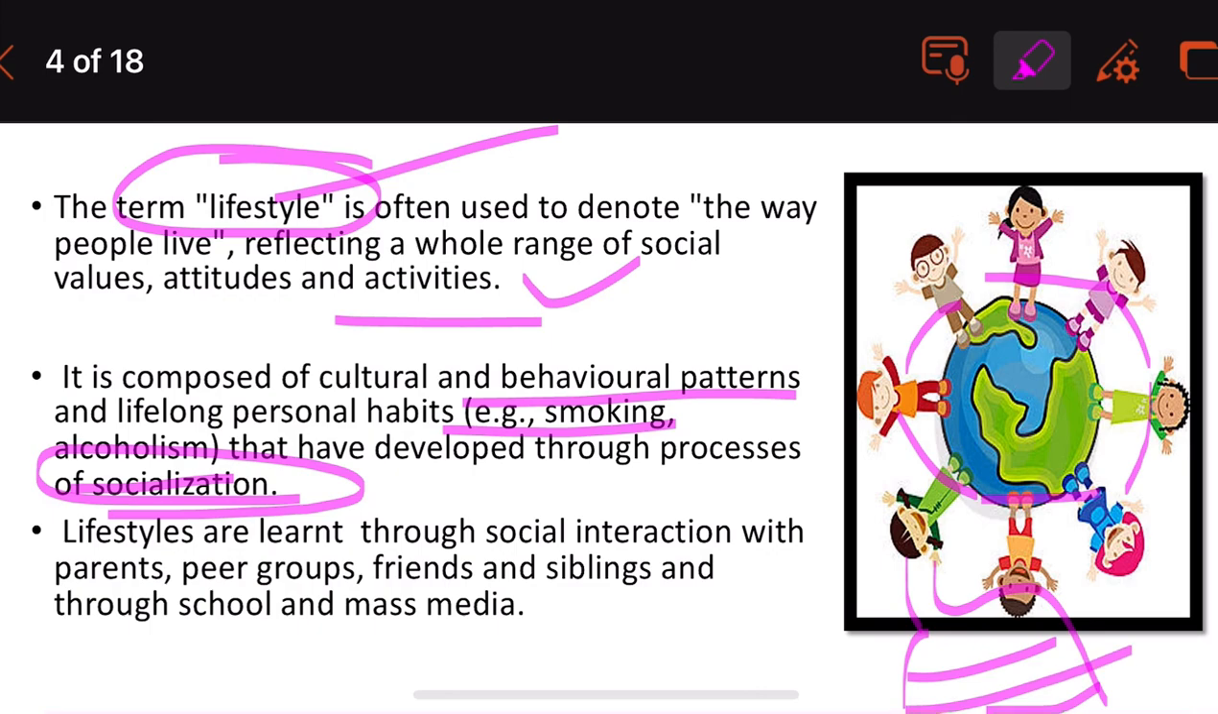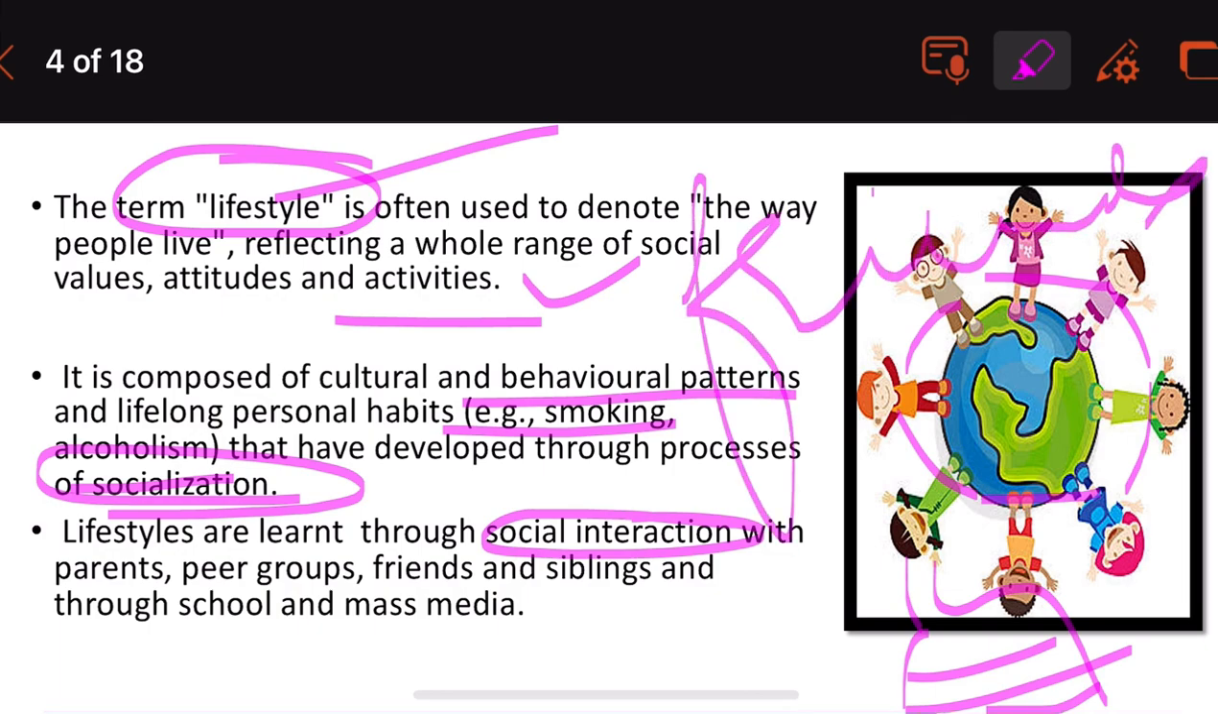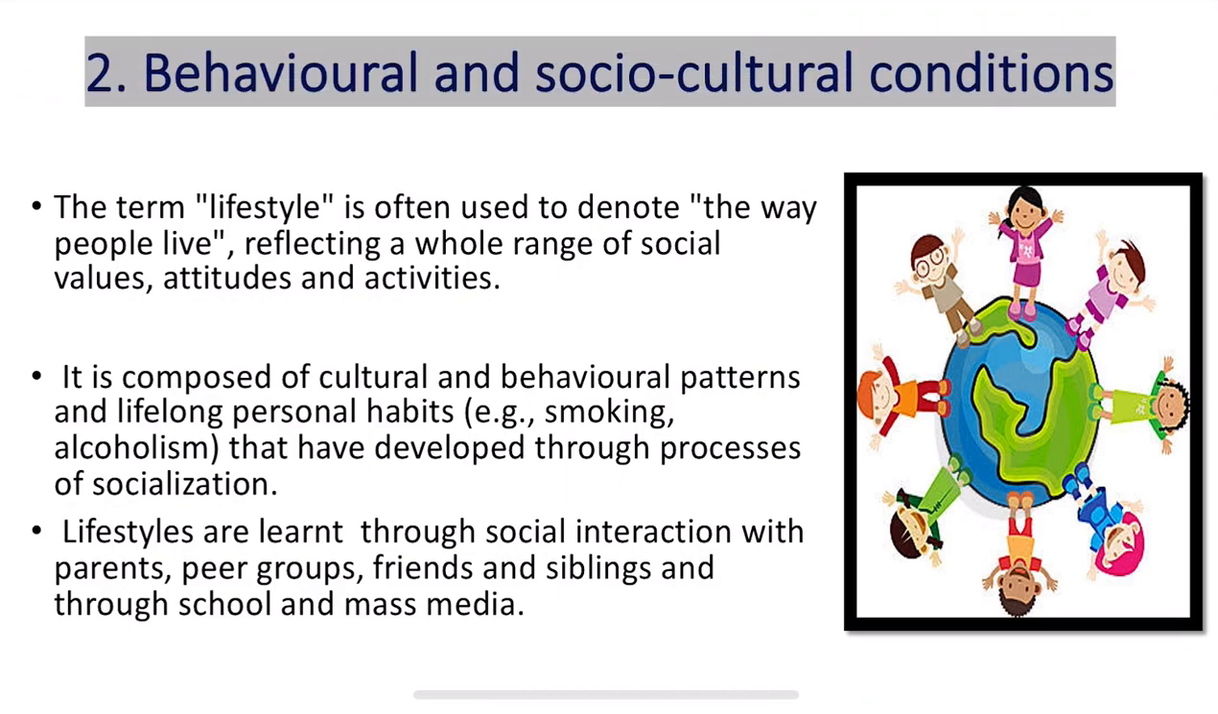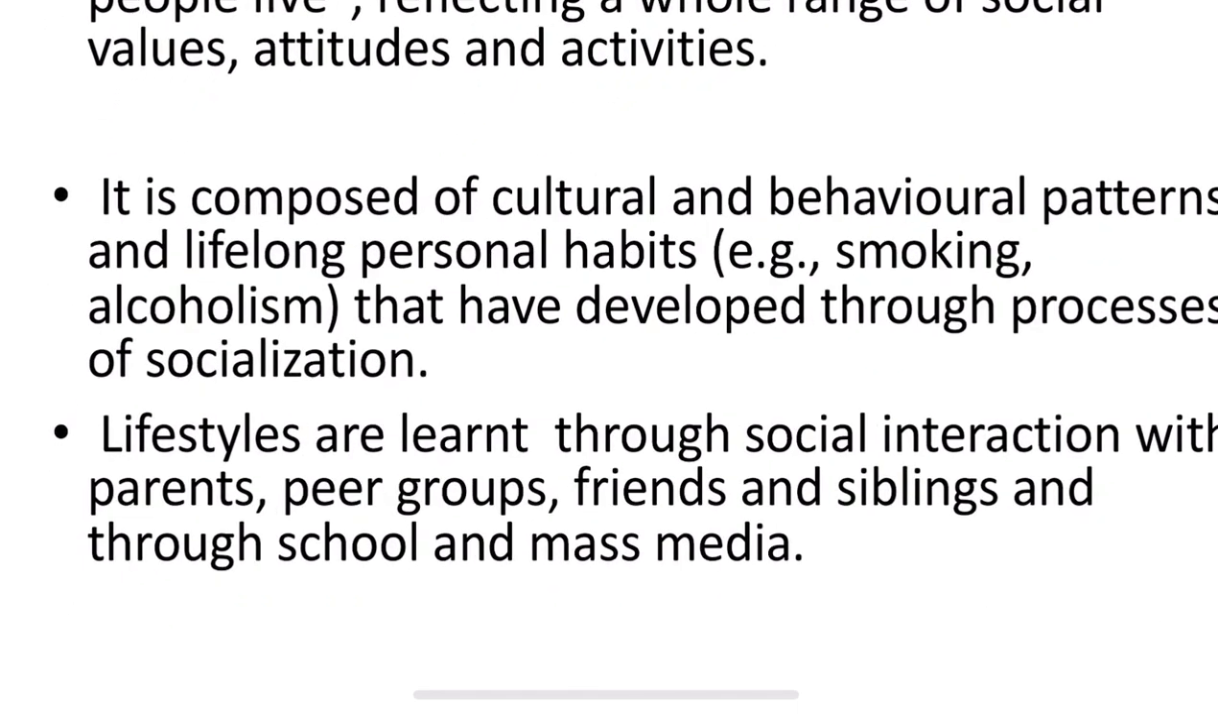Lifestyles are learned through social interaction. So your friends are very important in your life. If your friends drink and everything, eventually you will also land up in that. So they're saying that lifestyles are learned through social interactions. It could be with the parents, peer groups, friends, siblings, and through school, and mass media plays a major role now in influencing people. So they're saying that even health can be affected by the social as well as the cultural patterns you follow. Clear, guys? It is the cultural and behavioral patterns.